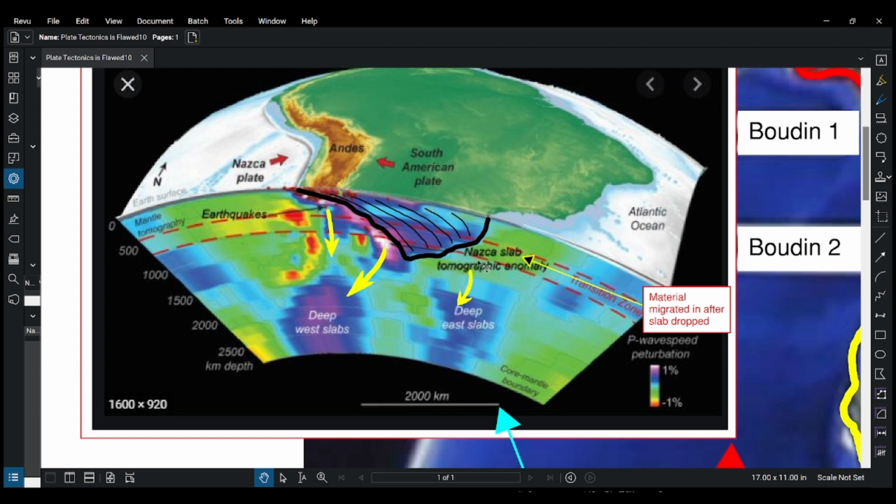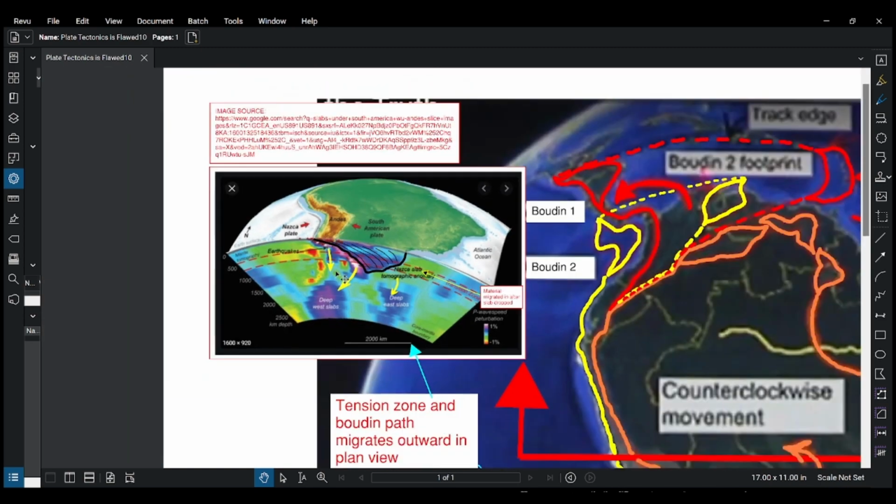Okay, this yellow arrow here says deep east slabs. It's probably something there that fell off, due to lack of support there on the underside, and material migrated in after the slab dropped, is most likely. The green kind of represents that. So that came in after, sort of replaced that area where it dropped out, as shown by the yellow arrow. It dropped out. So very similar to what I talked about on the North America structure.